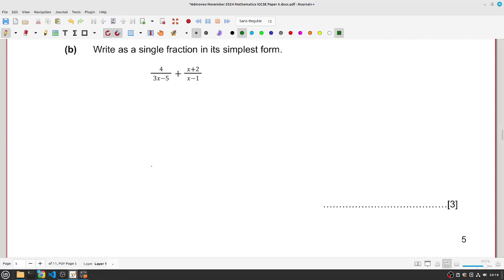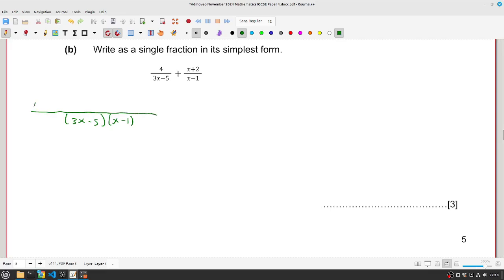Let me show you. Okay, to get a common denominator, we just multiply the two denominators. So we're going to say the common denominator is going to be 3x minus 5 multiplied by x minus 1. And we don't want to multiply out the brackets. We just want to keep it like this. It makes it much simpler.